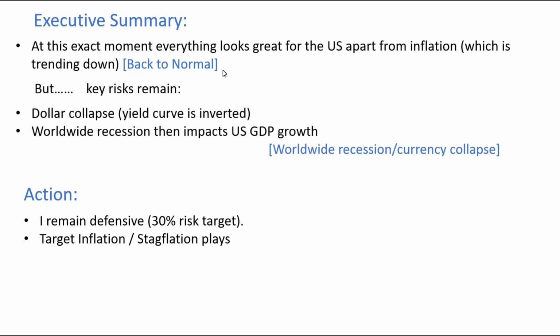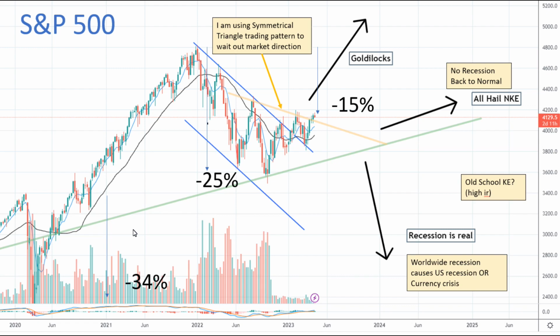So I'm favouring the back to normal outcome. But there are key risks, particularly dollar collapse with the yield curve extremely inverted, and worldwide recession then impacting US GDP growth. So I'm remaining highly defensive, and within my equities, I want to target inflation, stagflation plays. So that's my executive summary that I like to do.